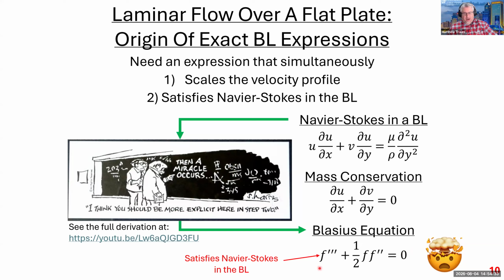So we have some function, and these hyphens are not hyphens, these quotation marks here. This represents a third derivative of this function. This represents a second derivative of the function, and this is the function itself. So the third derivative of f plus 1/2 f times the second derivative of f is equal to 0. That is the solution to Navier-Stokes mass conservation in the boundary layer. And the fact that this solution exists and somebody came up with it has earned another exploding head from me, because I think this is awesome.